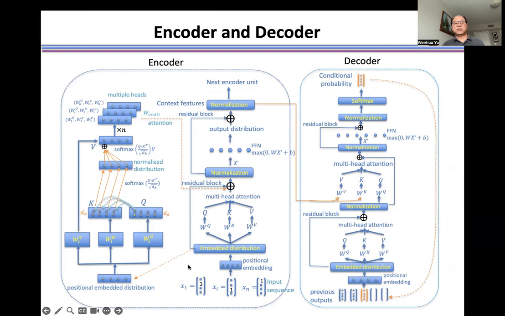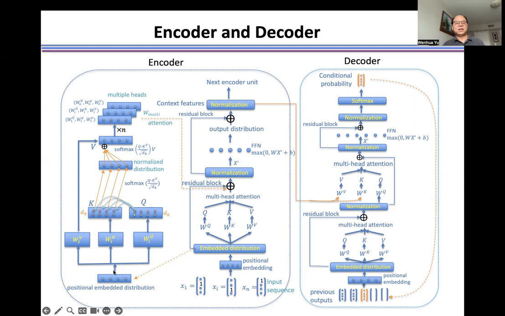For the first residual block of the encoder, given an input sequence, a positional embedding matrix is used to embed the input sequence to embedded distribution. And then we use this embedded distribution as the input to the attention block. We define three matrices, WQ, WK, and WV. Using WQ and the input distribution, we generate a Q distribution.